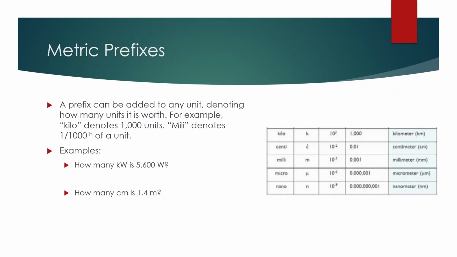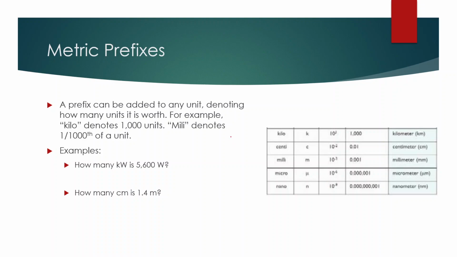We can do the same thing for centi, 10 to the negative 2, milli, 10 to the negative 3, micro, 10 to the negative 6. That is the Greek letter mu, by the way. I know that looks like just a regular U, but it's not. And 10 to the negative 9th for a nano unit.